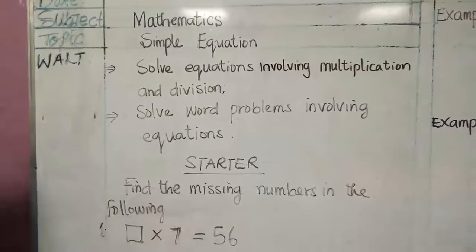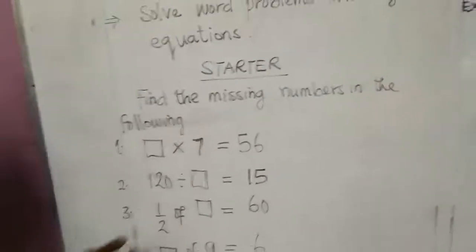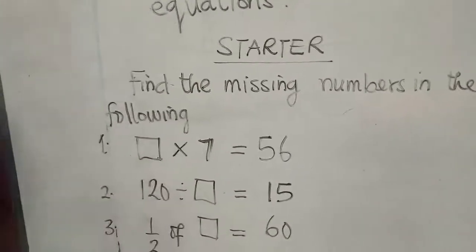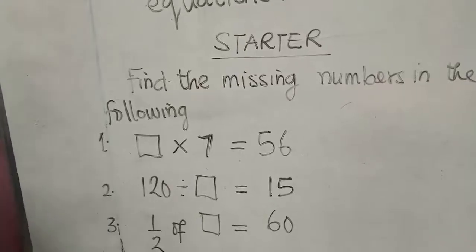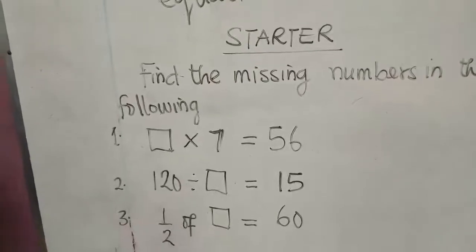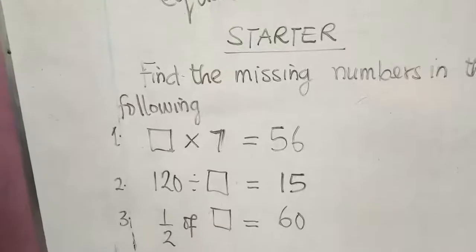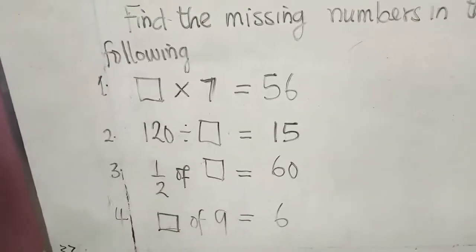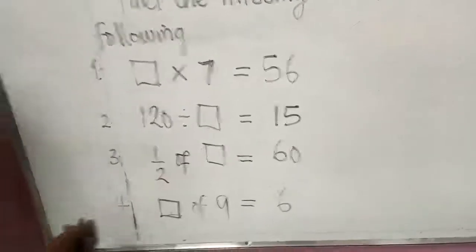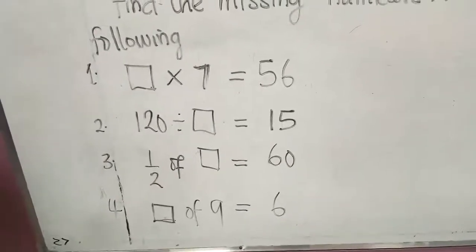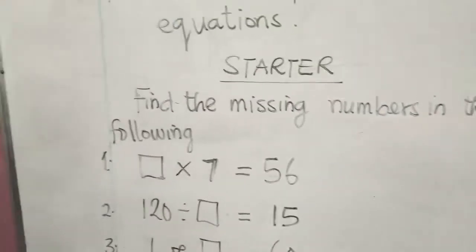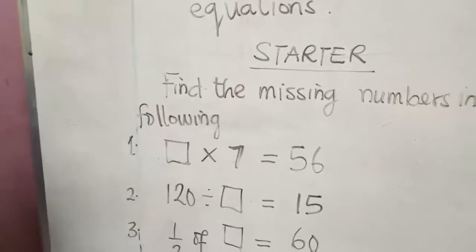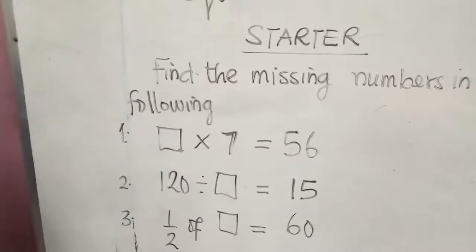I want you to do this for me as a starter. Find the missing numbers in each of the following. Square box times 7 equals 56. 120 divided by square box equals 15. 1 over 2 of square box equals 60. And lastly, square box of 9 equals 6. Don't forget, I said when this square box is replaced with a letter, it becomes an equation.